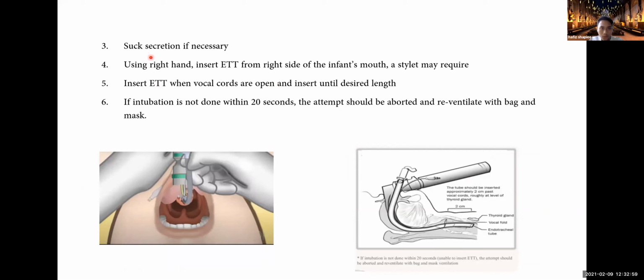After we have visualized the vocal cord, we might use suction to suck the secretion if necessary. And by using the right hand, we will insert the endotracheal tube into the infant's mouth, and a stylet may be required. And then we will insert the endotracheal tube when the vocal cords are open and to the desired length. It depends on the age of the infant or the child. And if the intubation is not done within 20 seconds, the attempt should be aborted and reventilation done with bag and mask.